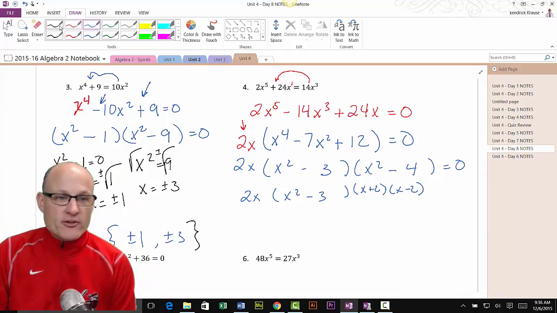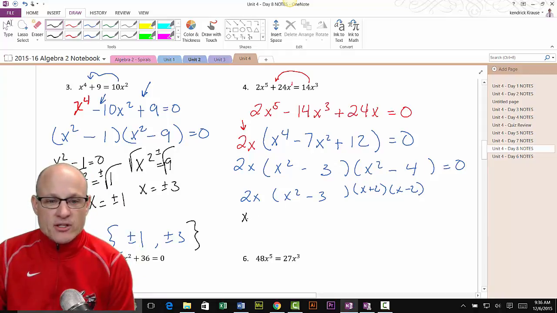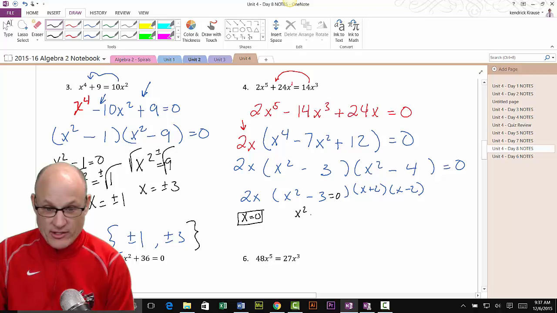This first one's going to give me x equals 0. That's one of my solutions. This one, I'm going to set it equal to 0, bring the 3 over, so I get x squared equals 3, or x equals plus or minus the square root of 3.